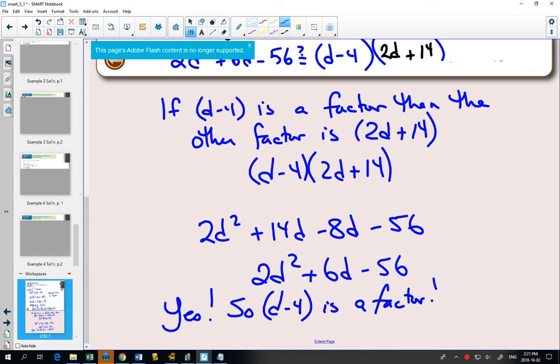I think the second method, if they give you one factor to check, is a little bit faster. But the method that will get you stronger in math is if you can just factor something directly. Okay? So let's look at the second one.